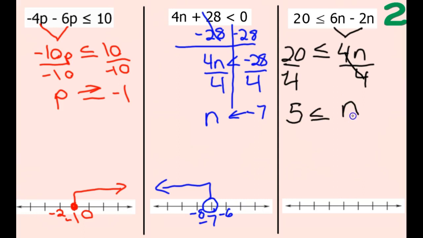The variable is on the right, so we need to flip the problem to get the variable on the left. So we get n is greater than or equal to 5. Because we have a line underneath it, it's going to be a closed circle at 5. 1 greater is 6, 1 less is 4. So our arrow is going to the right, because we have an arrow pointing to the right.